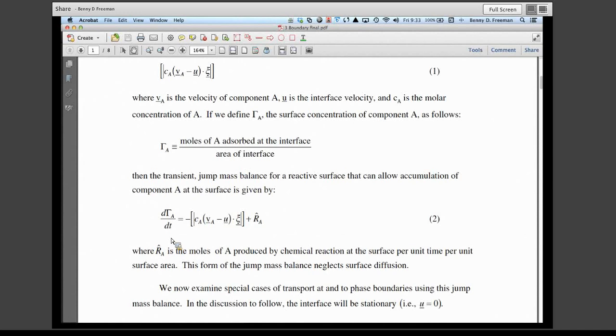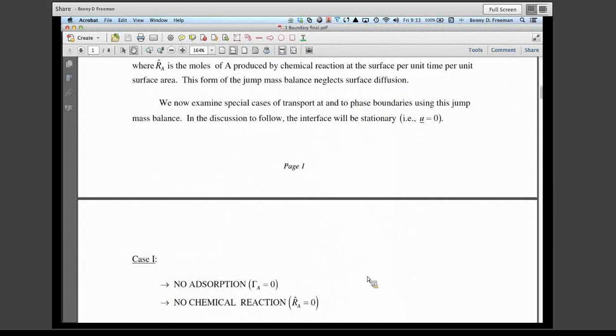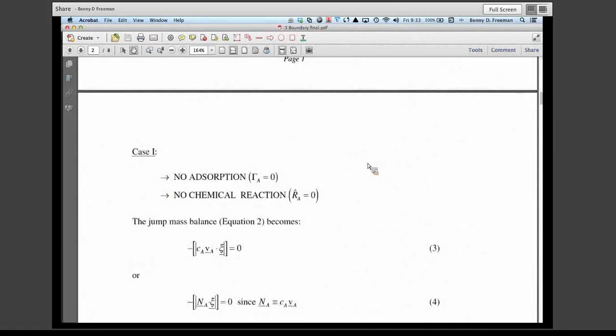And again, if there's no material adsorbed and if there's no chemical reaction, the result of this term in brackets is simply that the net rate of material that comes to a phase from one side has to leave from the other. That is, no material can accumulate at the interface if the reaction term and the non-steady state term are zero.